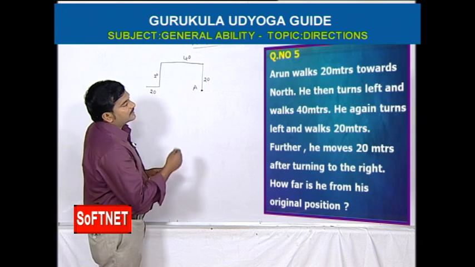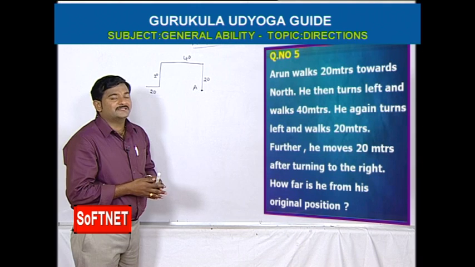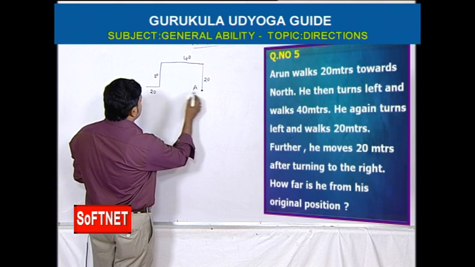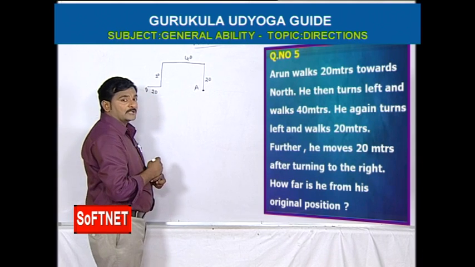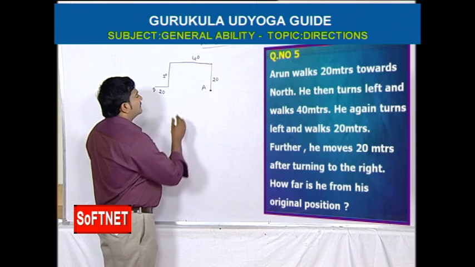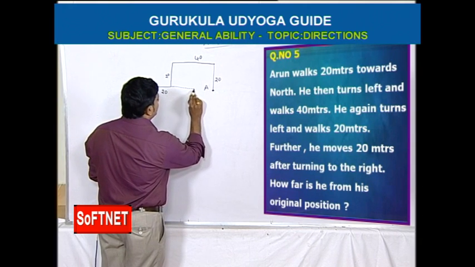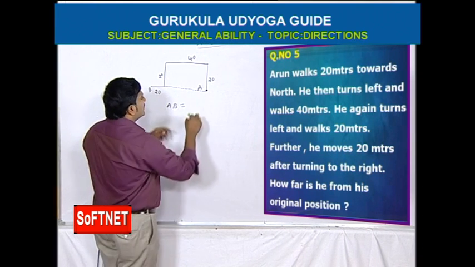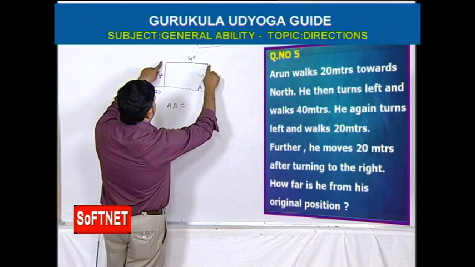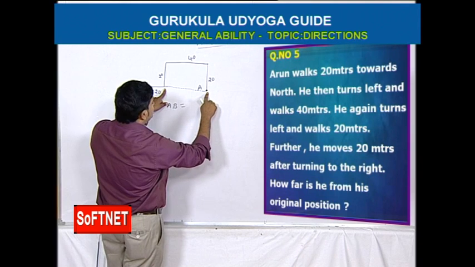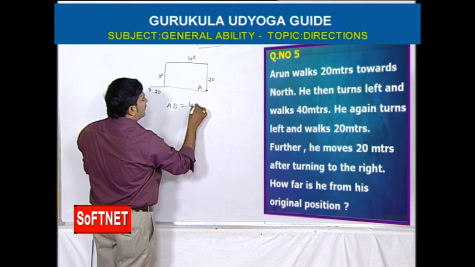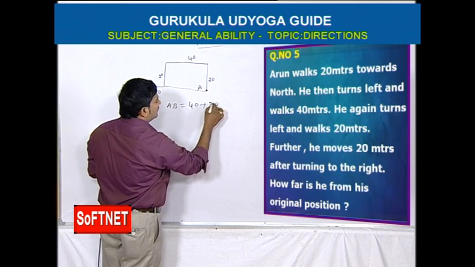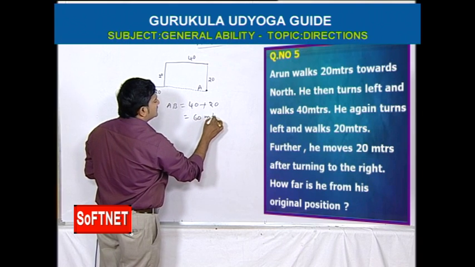And the question is, what is the given question? How far is he from his original position? Original position. Now he is at A and reached B. We have to find out the distance between the initial point and terminal point. So this distance is AB, I have to find out. Here from this point to this point is 40. That's why this also you have to get 40. So this is 40 and he walked how many meters? 20 meters. So 40 plus 20, what can we say? 60 meters we can say.